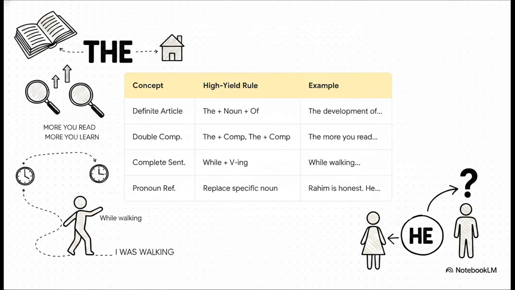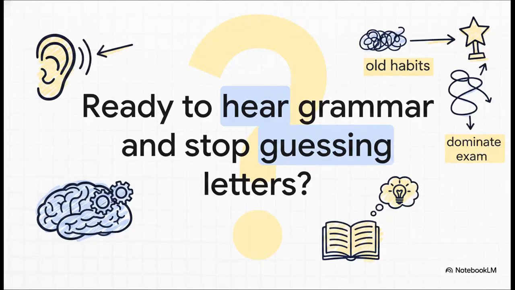And finally, for pronoun reference, always make absolutely sure words like he, she, or it point directly back to one specific, perfectly clear noun. So now that you have this framework to secure those top marks, from isolating noun phrases to mastering the 6 verb forms, the ball is really in your court. Are you going to fall back into old habits, just staring blindly at the letters, or will you use this logic to absolutely dominate your exam?